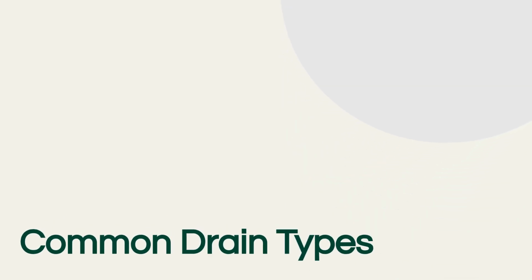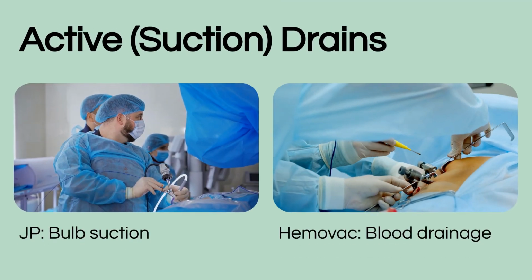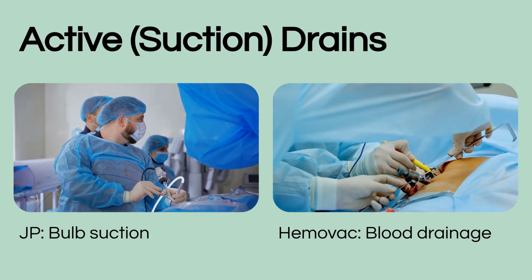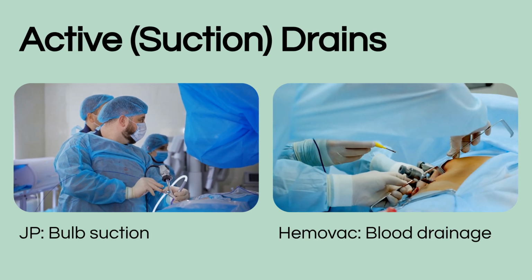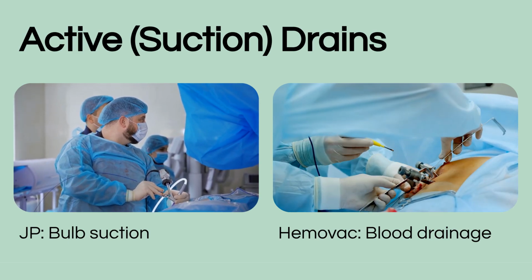Let's review some of the most common types of surgical drains you will encounter in practice. The Jackson-Pratt or JP drain uses a squeezed bulb to create suction. The Hemovac uses an evacuated bottle for strong suction, commonly for draining blood under the skin.